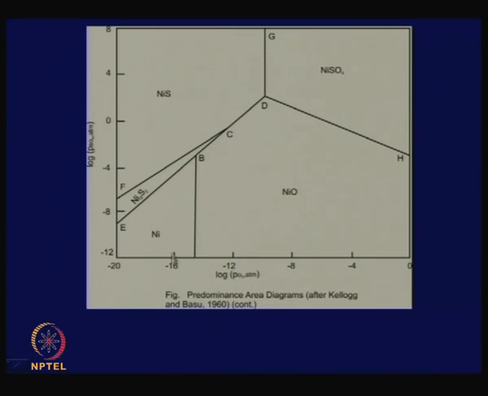Now, obviously, if you consider the equilibrium between nickel and nickel oxide, it will depend only on PO2. It has nothing to do with SO2 at all. That is why this is a vertical line. Similarly, NiS and NiSO4 would also, the boundary also would be a vertical line.